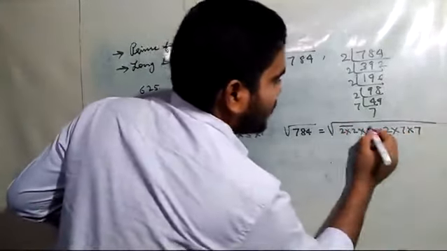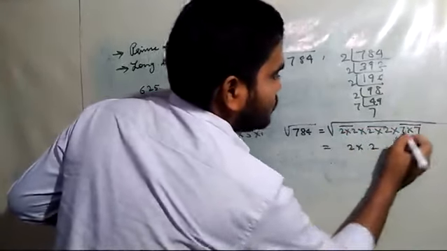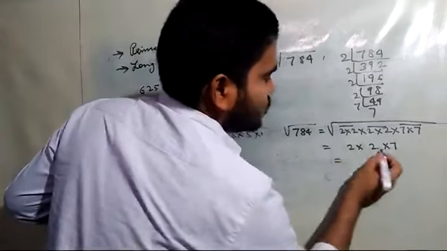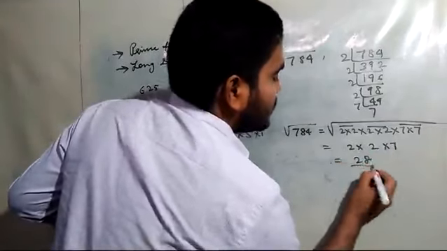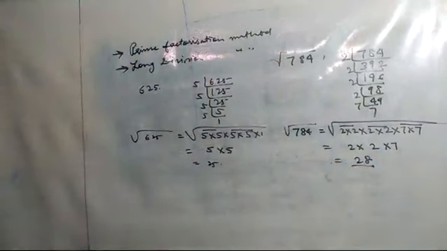Now our task was to make pairs of similar numbers, the same numbers. So one 2 for this, one 2 for this, and one 7. So 2 twos are 4, into 7, 28. So our answer will be 28. This is the prime factorization method.